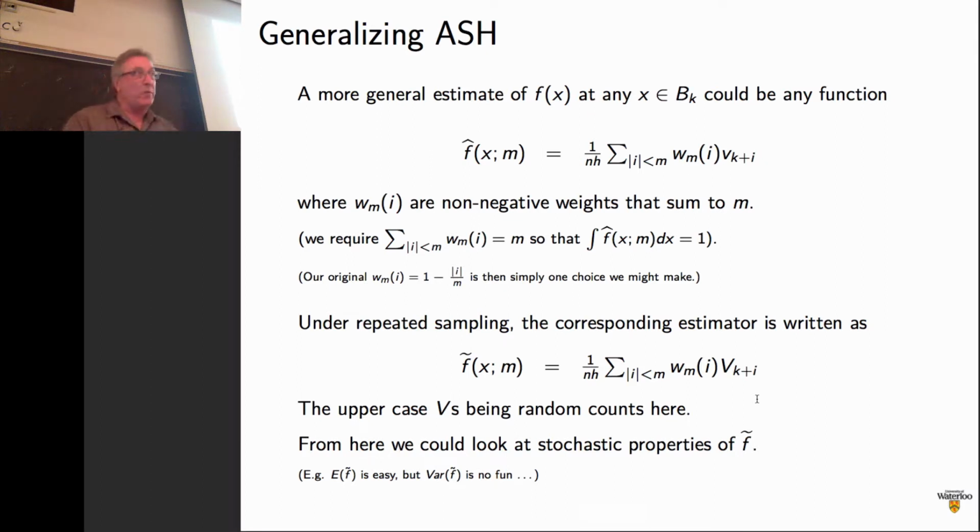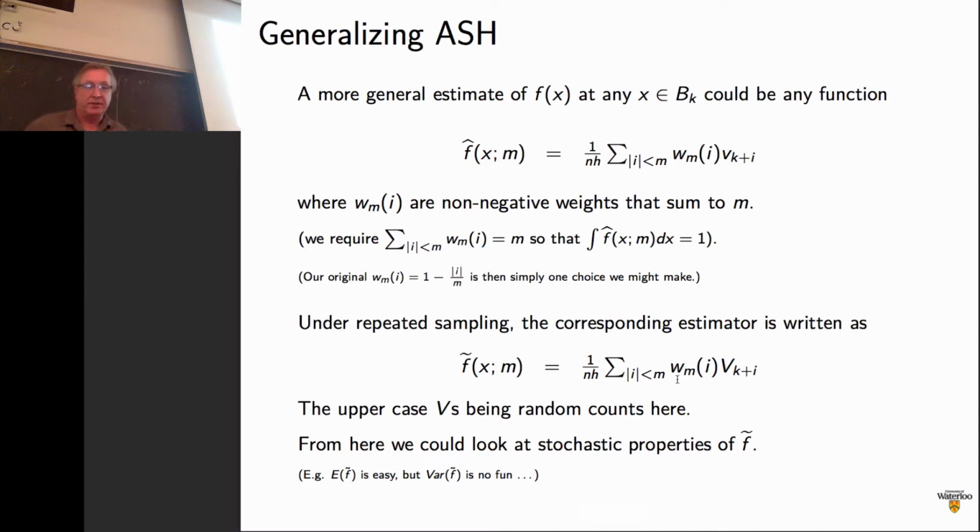And that means if I'm interested in the stochastic properties of this estimator, I'm going to be looking at the distribution here, VK plus j. And we know what that is. That's all going to be multinomial, etc. So I want to look at the stochastic properties of this quantity.